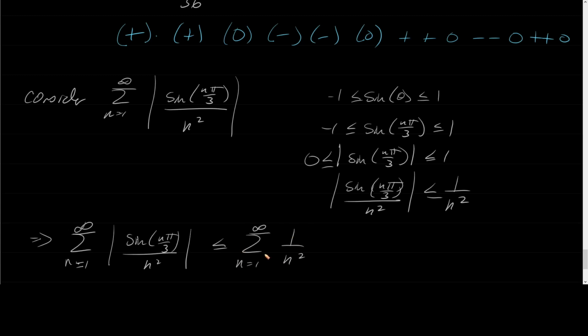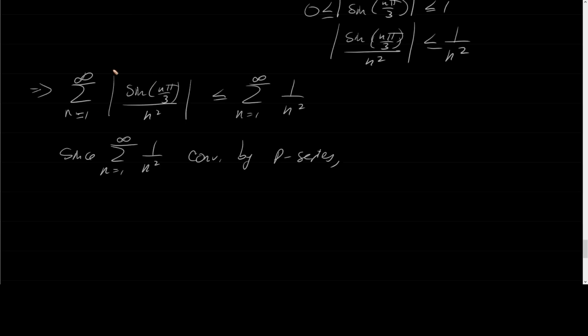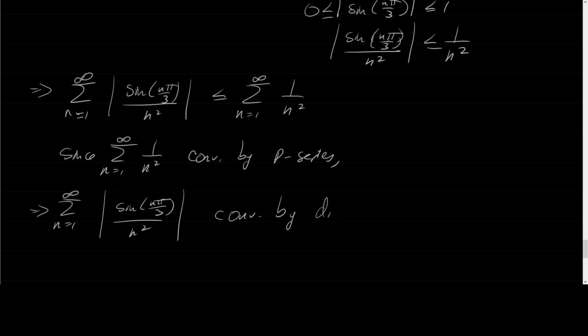But we know what this series does. This is a p-series, right? So in here, since the series from 1 to infinity of 1 over n squared converges by p-series, then this one over here, the series from n equals 1 to infinity of sine of n pi over 3 over n squared, also converges, but this time by the direct comparison test.